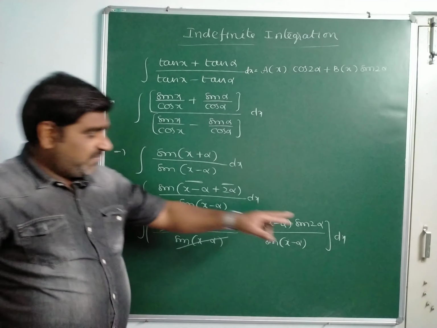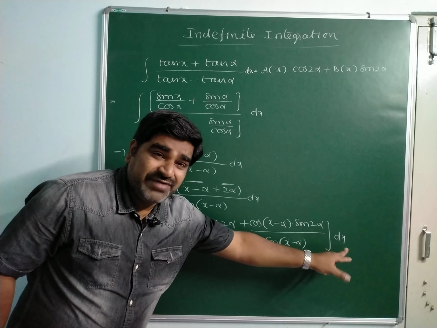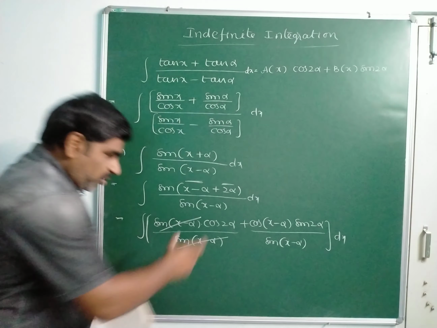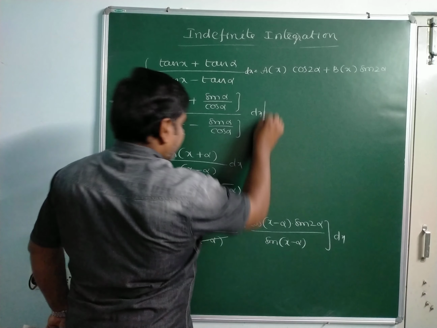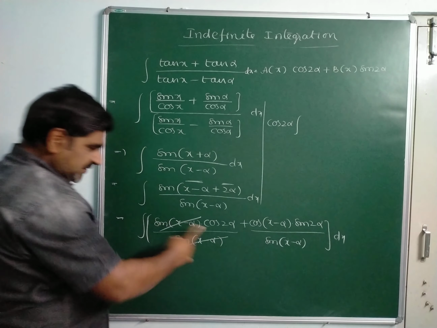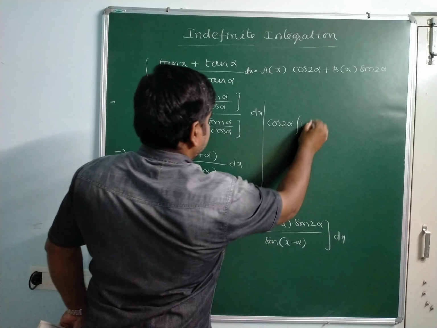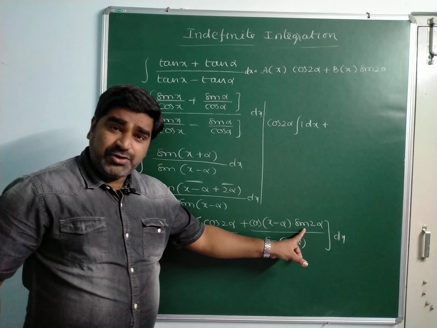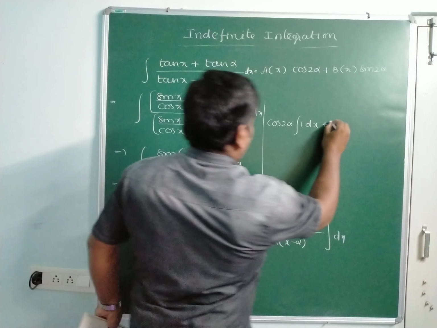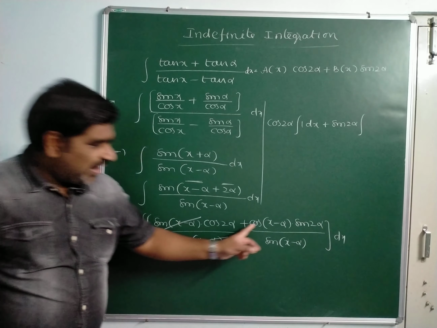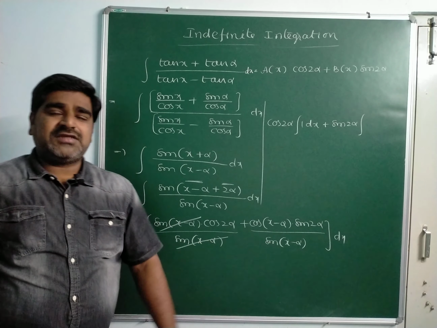Here the only variable of integration is x, because he has given dx. That means alpha is a constant term, so you can write it outside of the integration. So cos 2 alpha into, there is nothing else in this term, only 1 dx, plus in this term sin 2 alpha is a constant, so you can write it outside of the integration: sin 2 alpha into integral of cos of x minus alpha by sin of x minus alpha.